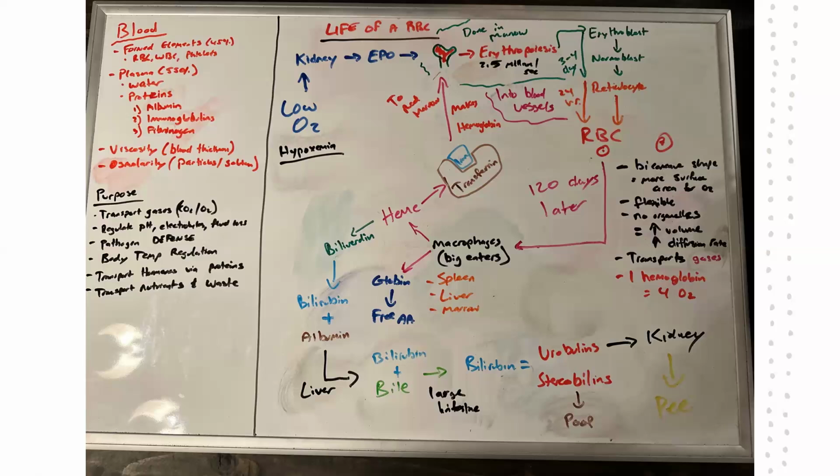At around day 4, you get released into the blood as a premature red blood cell or a reticulocyte. And then over the next 24 hours, the reticulocyte is going to get rid of its last remaining organelles. And then after that, you'll become a full red blood cell.